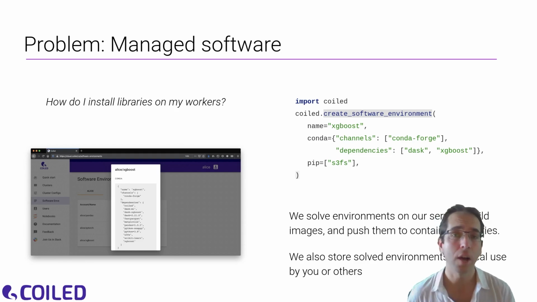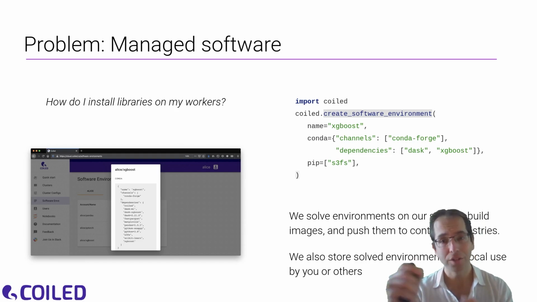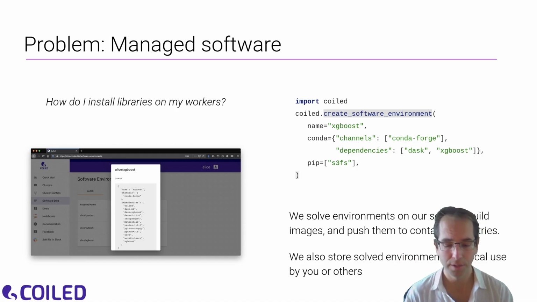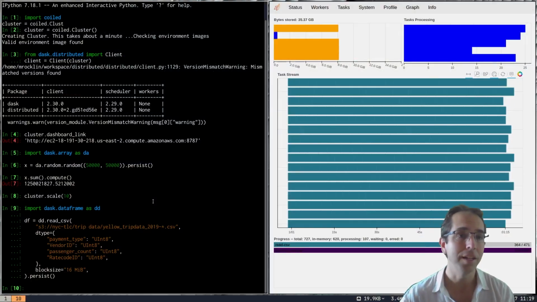You can register software environments with Coiled. You see a screenshot here on the left. And Coiled will solve those for you. It will build them for you. And it will also allow you to conda install them on other machines in the future so you can sort of match that sort of remote and local development experience. We're actually seeing that a little bit here.